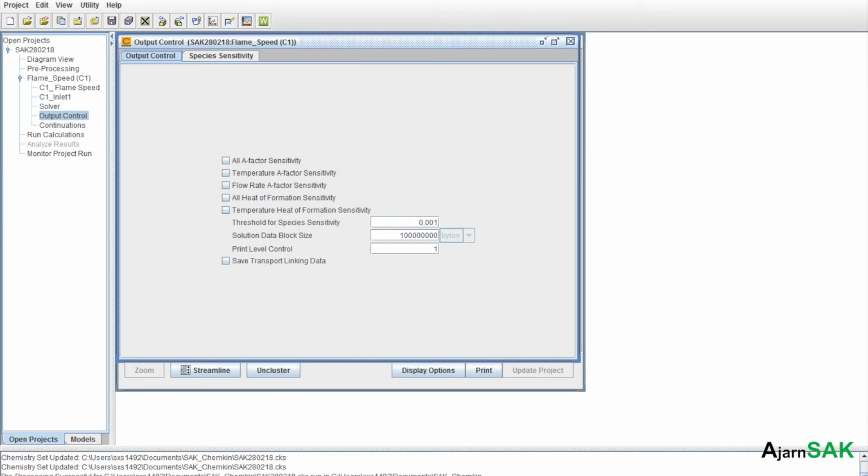You can control your output if you want to do a specific analysis.